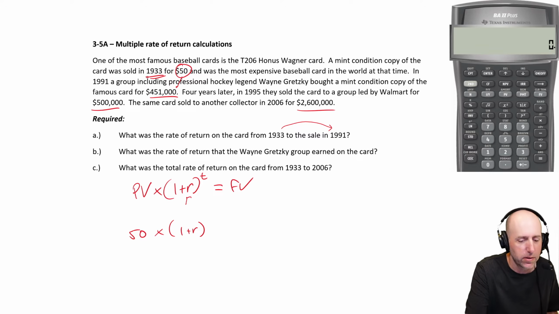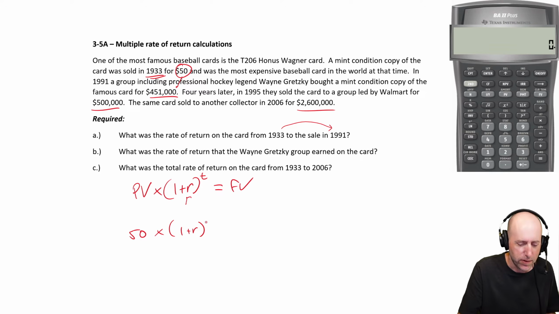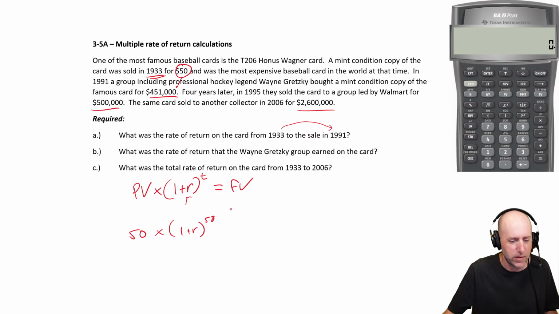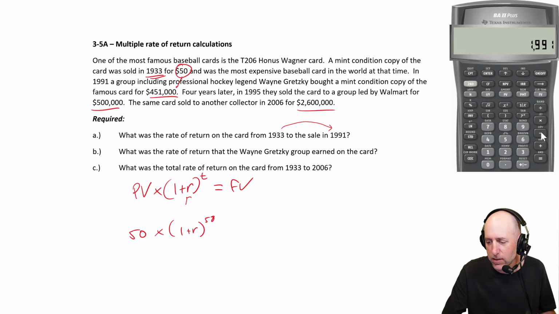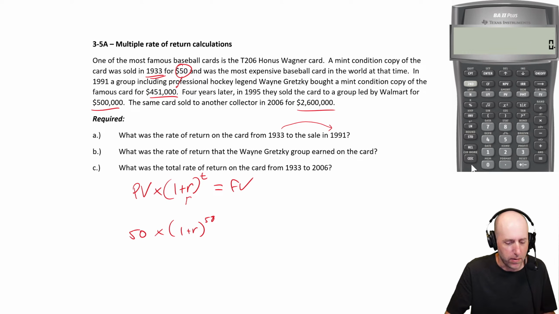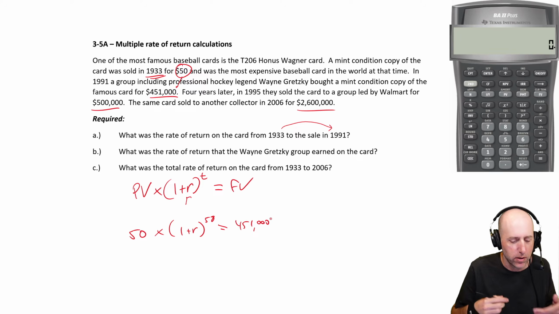Well, how many years is it? 1933 to 1991. 58 years. Doing the math in my head, always hazardous to a guy's health. 1991 minus 1933. Yeah, 58 years. Okay, raised to the power of 58 equals, so we bought it for 50, 58 years go by, and we sell it for $451,000. What is our annualized rate of return, our compounding rate of return here?